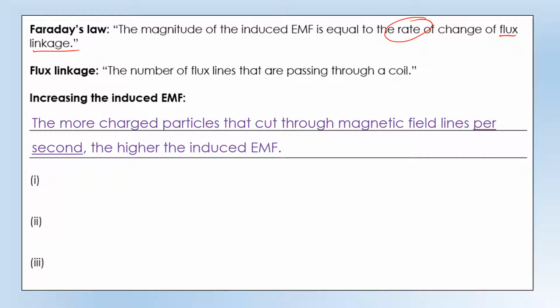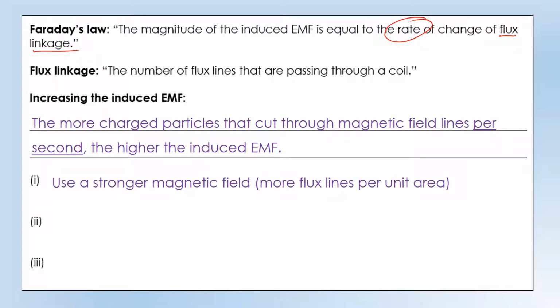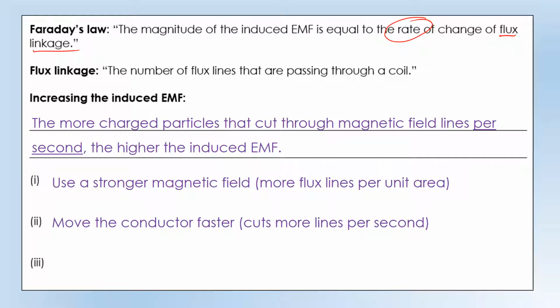So how can we create this scenario? Well, we can use stronger magnetic field lines. What does that mean? It means the field lines are much closer together, or another way of expressing that is there are more flux lines per unit area. So when our conductor moves through, it will interact with more field lines. That kind of makes sense, hopefully. We could also move the conductor faster, because that would mean the conductor cuts more flux lines per second. Hopefully that makes sense too.